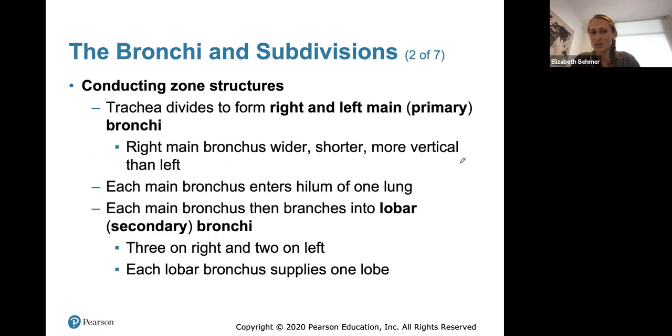of gas exchange. So this takes you through the conducting zone structures and how the trachea branches from primary bronchi to secondary bronchi, going to each of the lobes of the lung. If you remember from anatomy, you have 3 lobes on the right lung and 2 lobes on the left lung, because the left lung is smaller, because the heart kind of takes up some of that space.